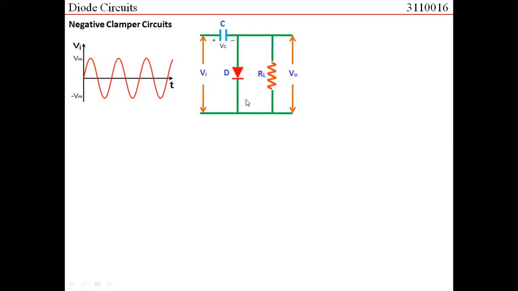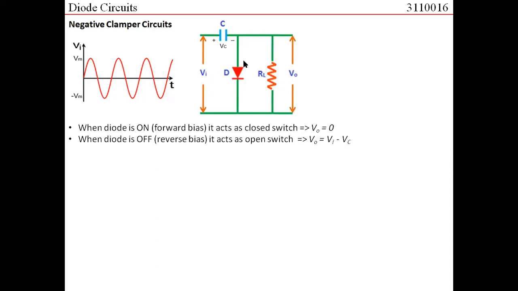Similarly, when the diode is off, then what would be the voltage? When the diode is off, it acts as an open circuit.